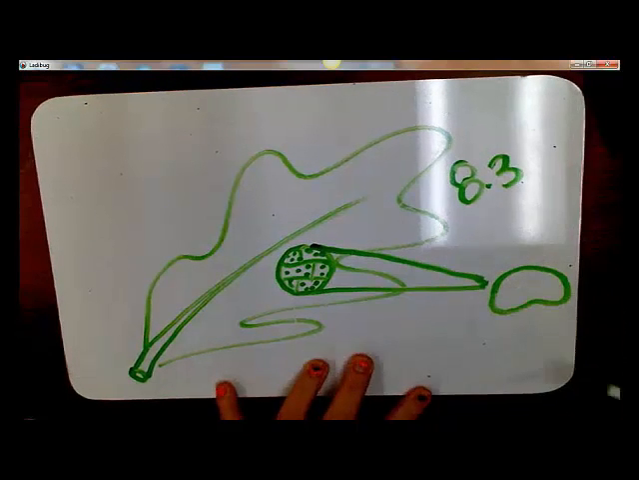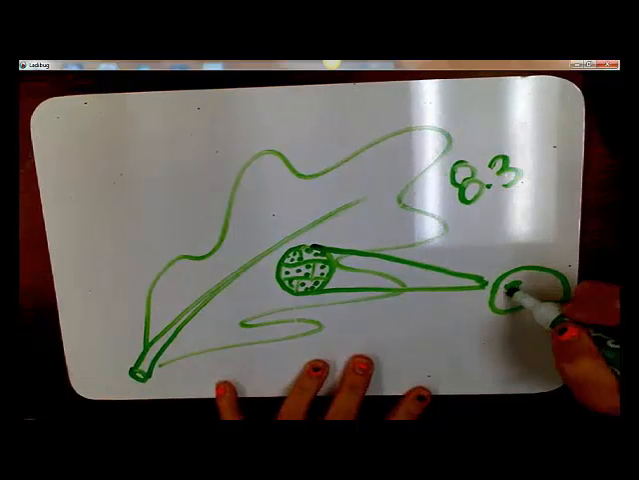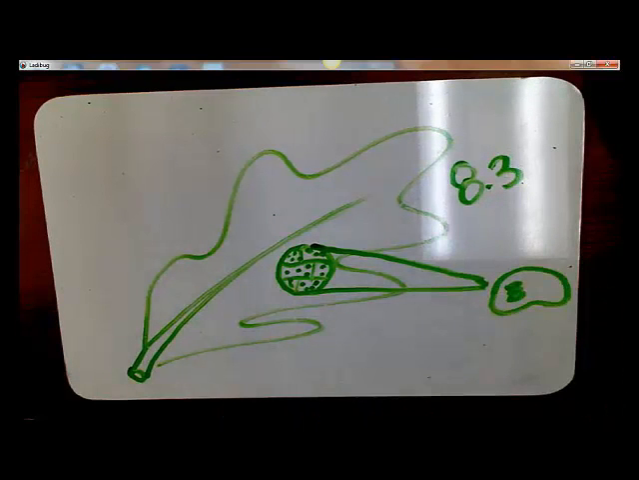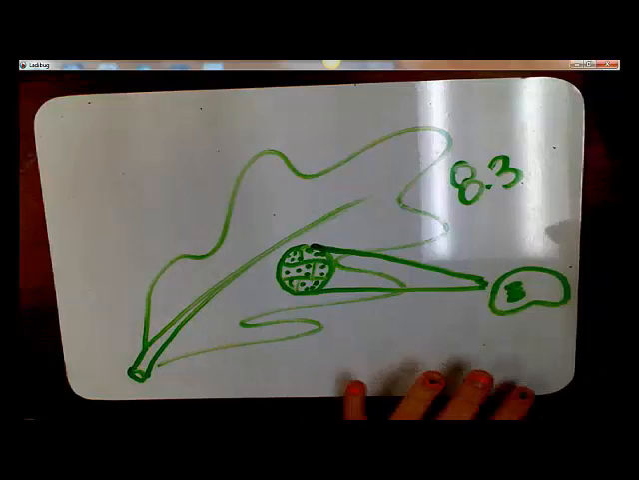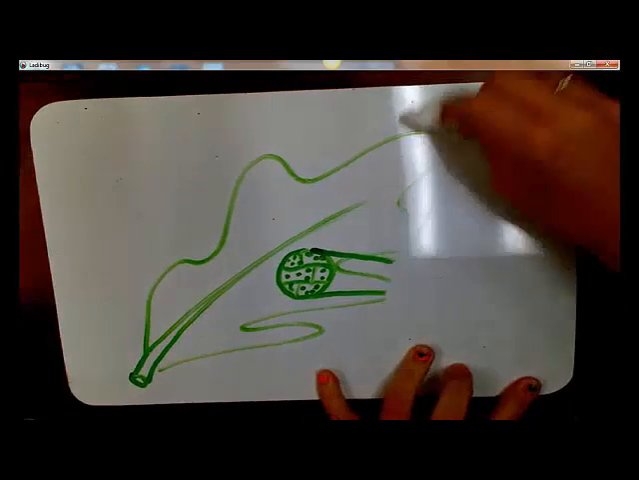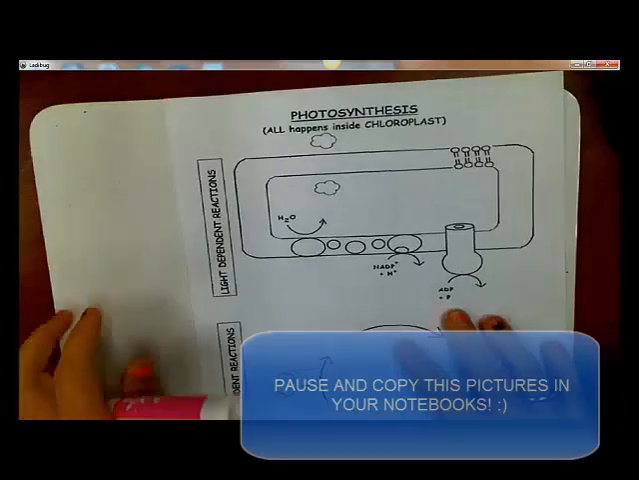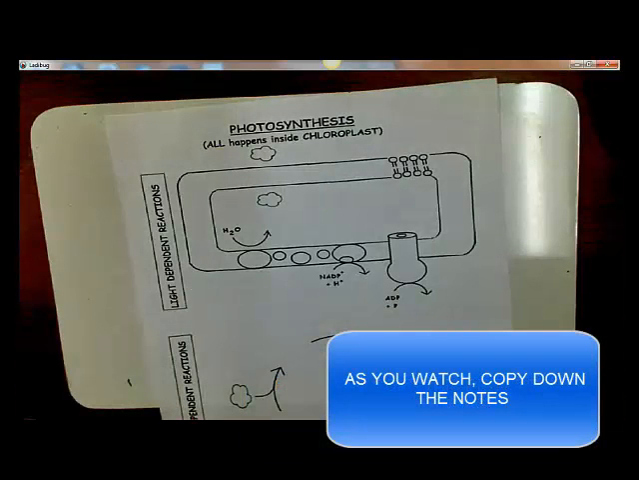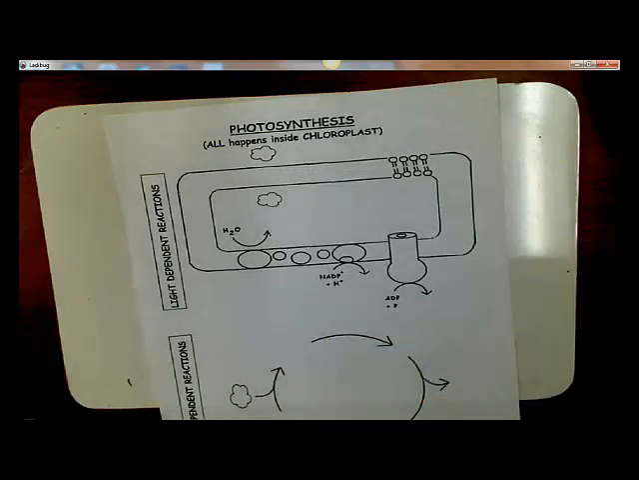And our chloroplasts then have structures in them that kind of look like this. They almost look like individual stacks, and we call those thylakoids. And that's where our first reaction is going to take place, across the thylakoid membrane of the chloroplast. So our light dependent reaction right here is going to take place in the thylakoid.